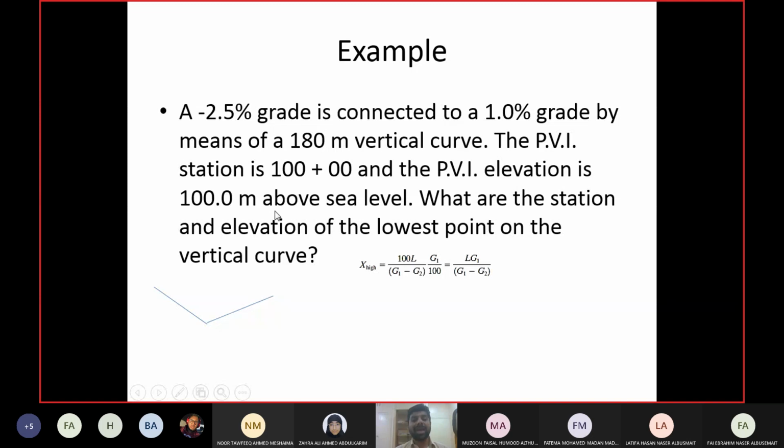Why lowest point? Because it's a sag curve. So a sag curve will be like this, right? It will be like this. So you have to check for the lowest point because the curvature is going downwards. So you will check for the lowest point.